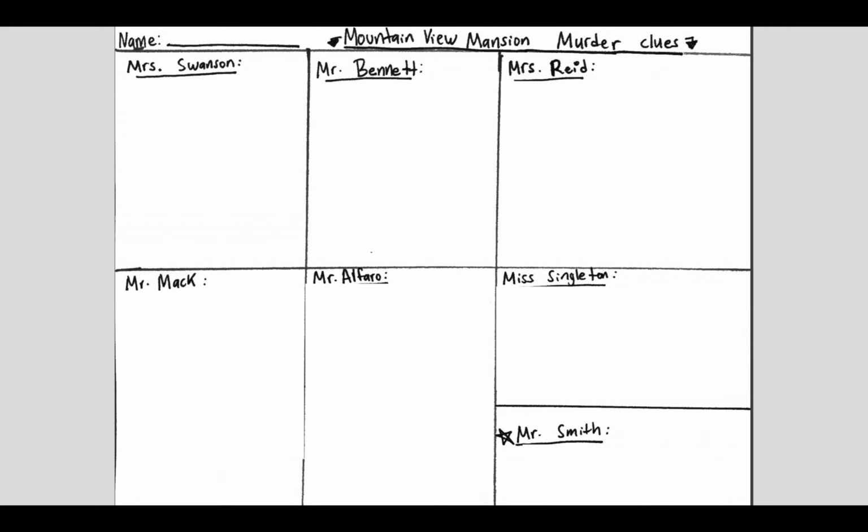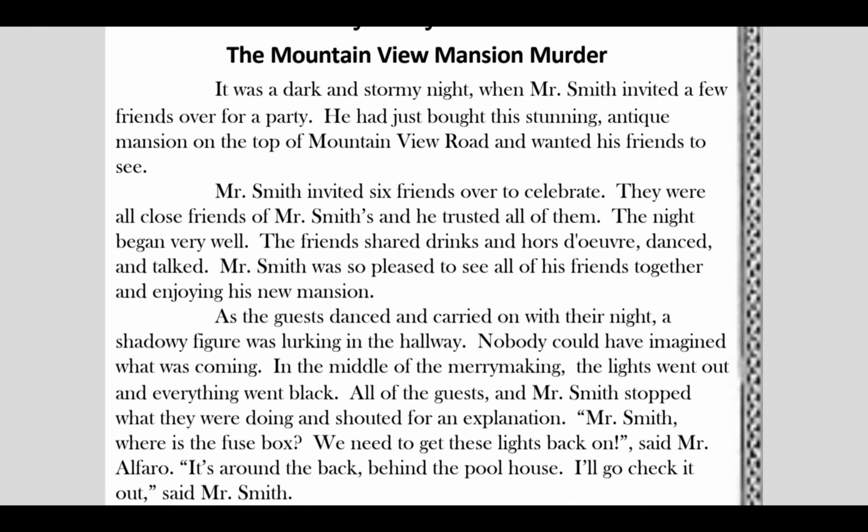Your notes for the Mountain View Mansion Murder look like this. They're in Seesaw, and you're going to complete them at the end after we go over all of our clues. Then you're going to be a detective. You're going to put your detective hat on, and you're going to tell me what you think happened by writing 5 complete sentences using the evidence and the clues to support your inferences on who you think murdered Mr. Smith. So let's get started.